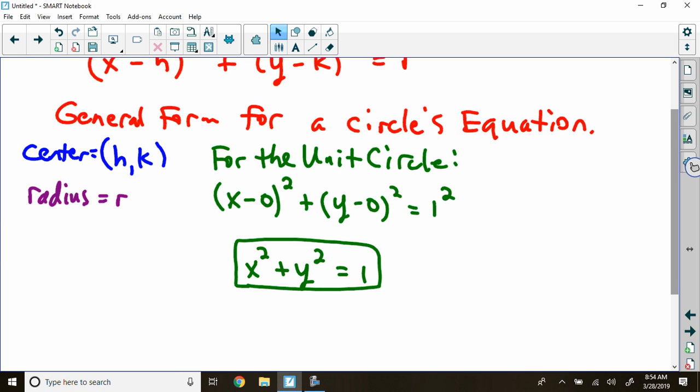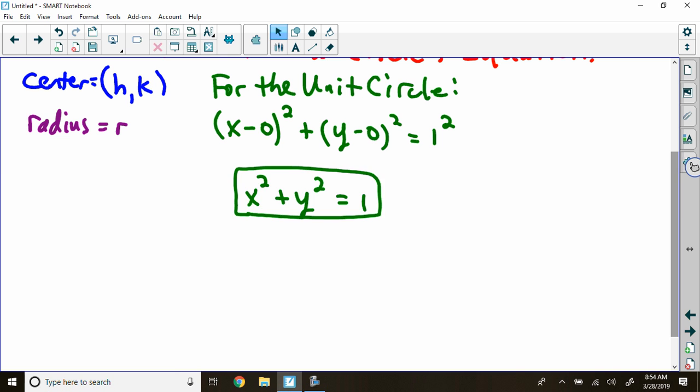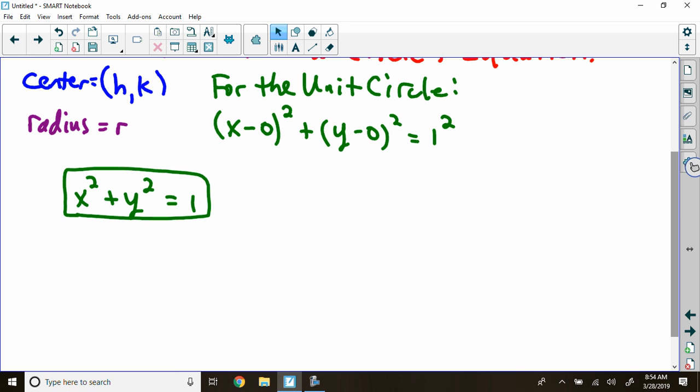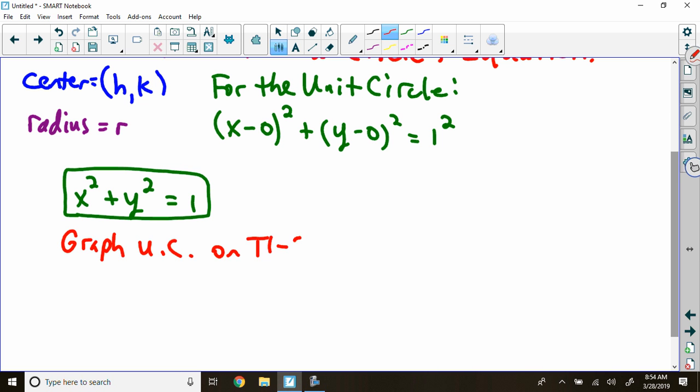So what I'd like to try to do is take this and see if we can't graph the unit circle on the TI Inspire. See if we can't do that. But the interesting thing, if we try to graph that on the Inspire, is the Inspire usually wants a y equals something, not a y squared equals, or 1x squared plus y squared.